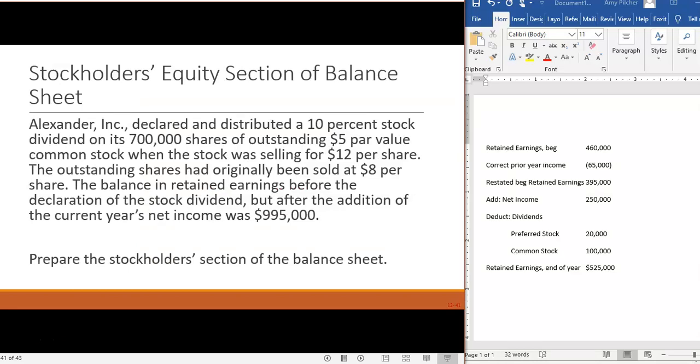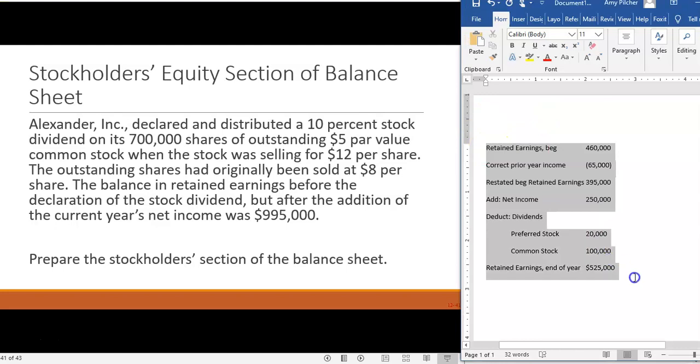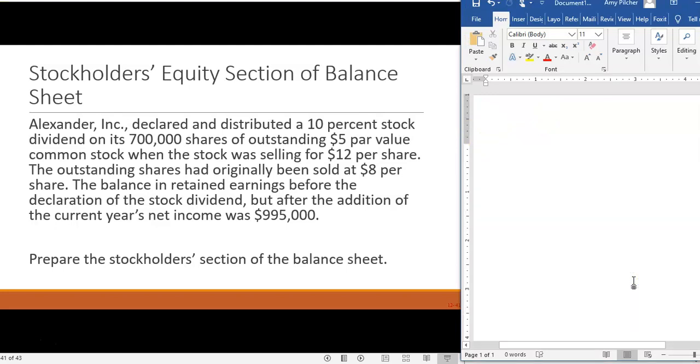So we're going to look at this example, and this example asks us to prepare the stockholders' equity section of the balance sheet given this amount of information. The first thing it tells us is that we have 700,000 shares of common stock outstanding. And we distributed a 10% stock dividend on those 700,000 shares. So the very first thing we have to do is record our common stock.